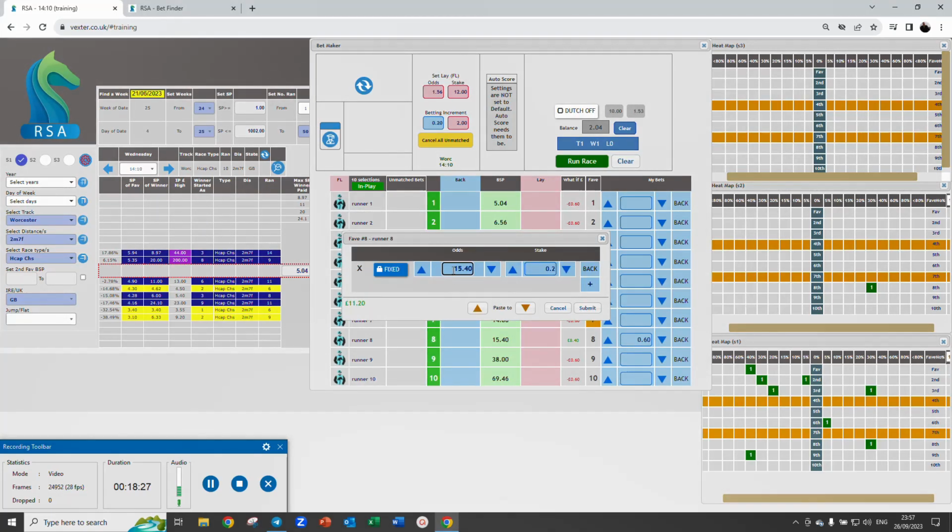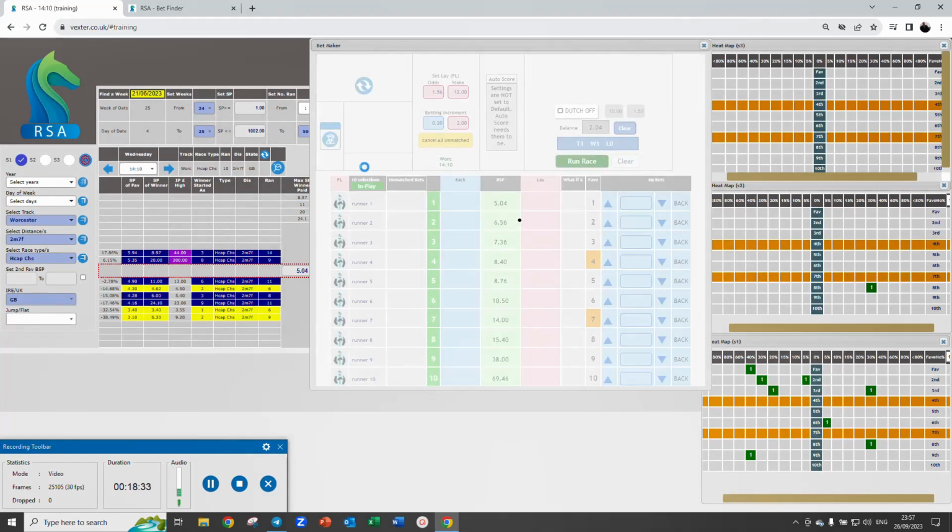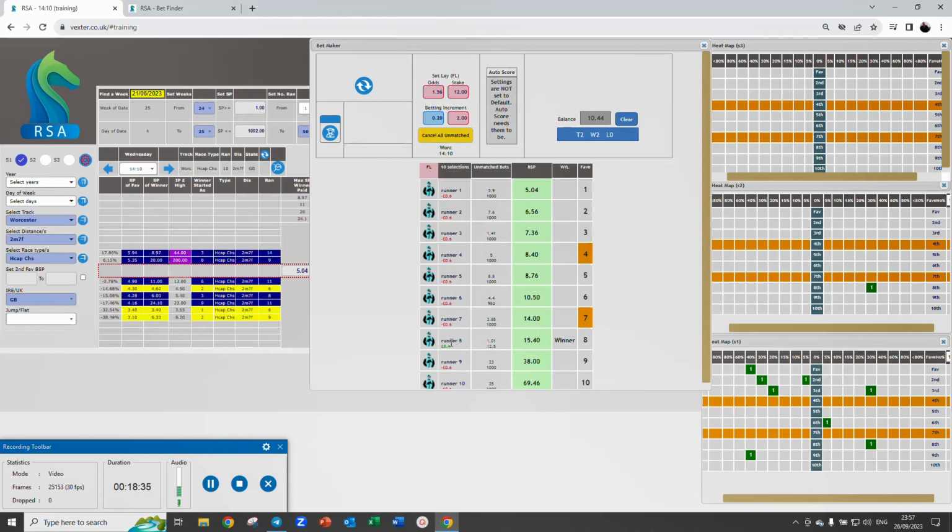And let's put a bet on there for 100 IR. And run the race. It did win 840. Didn't get to 100 though. Didn't even get to its BSP. So let's go to the next race.